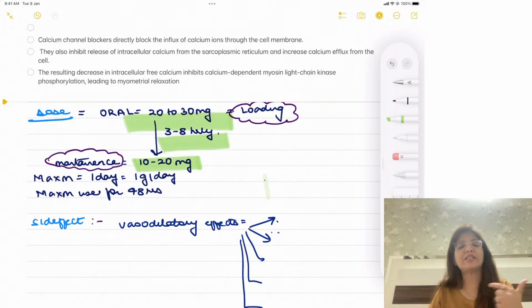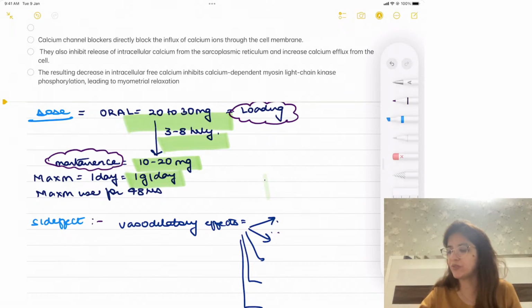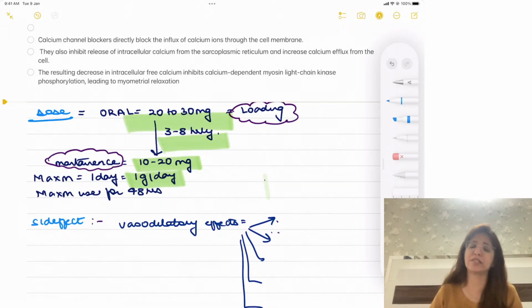And then you are going to repeat nifedipine every 3 to 8 hourly, repeating 10 to 20 milligrams. What is generally followed in your hospitals is you start with 20 and then increase by 10 every day, every 3 to 8 hourly. The maximum nifedipine which can be given in a day is 1 gram per day, and you have to give it for a maximum of 48 hours, because all tocolytics have to be given for a maximum of 48 hours.